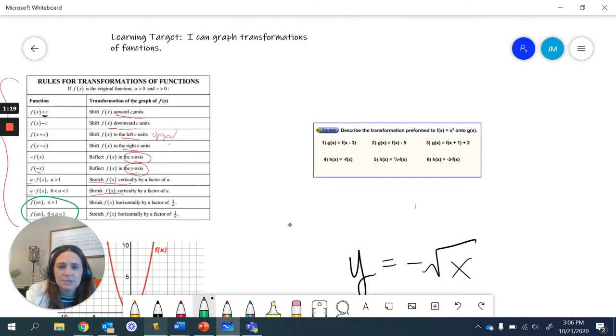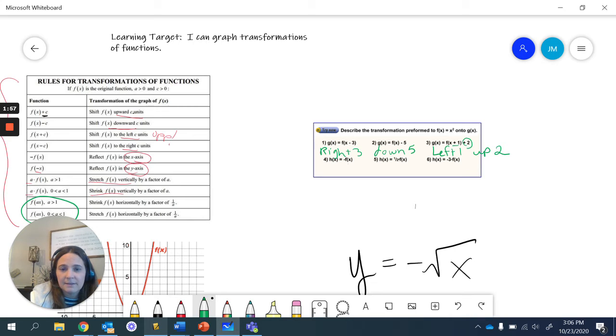So if I were to describe these transformations performed onto f of x, my parent function is f of x equals x squared, onto g of x. So this is just function notation to describe it. It's x minus 3 inside of the function, so that is to the right 3. The minus 5 is outside of my function, so that is down 5. Now this one we have both of them. We have plus 1 inside my function, so that is left 1, and plus 2 outside my function, so that is up 2.